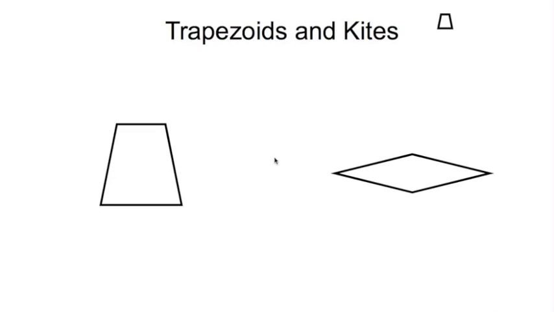Last, but certainly not least, we have trapezoids and kites. A trapezoid is a quadrilateral with exactly one pair of parallel sides. These parallel sides are called bases. The non-parallel sides are called legs. If the two legs of a trapezoid are congruent, then it is an isosceles trapezoid. A kite, on the other hand, is a quad with exactly two pairs of consecutive congruent sides.